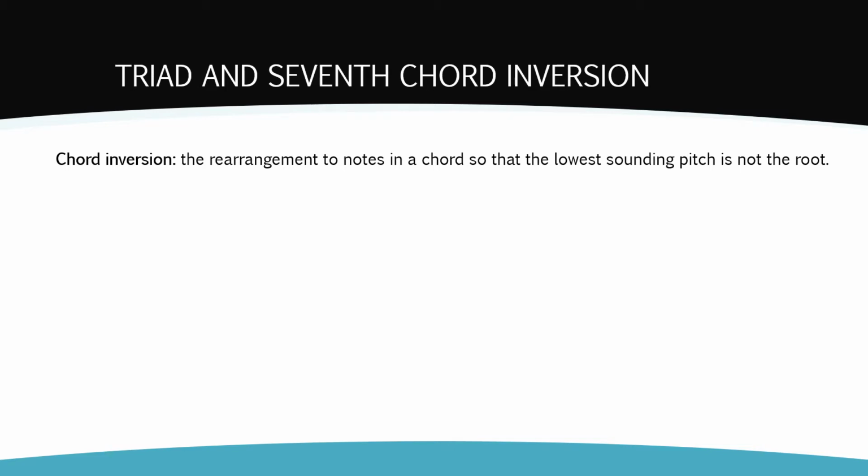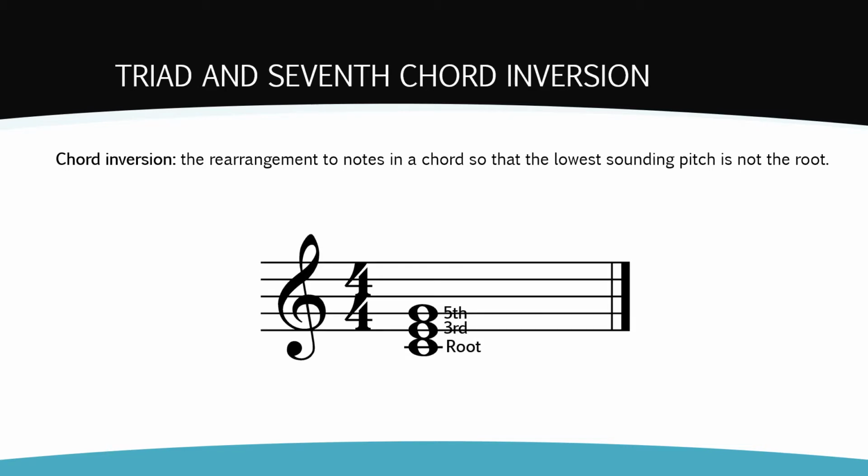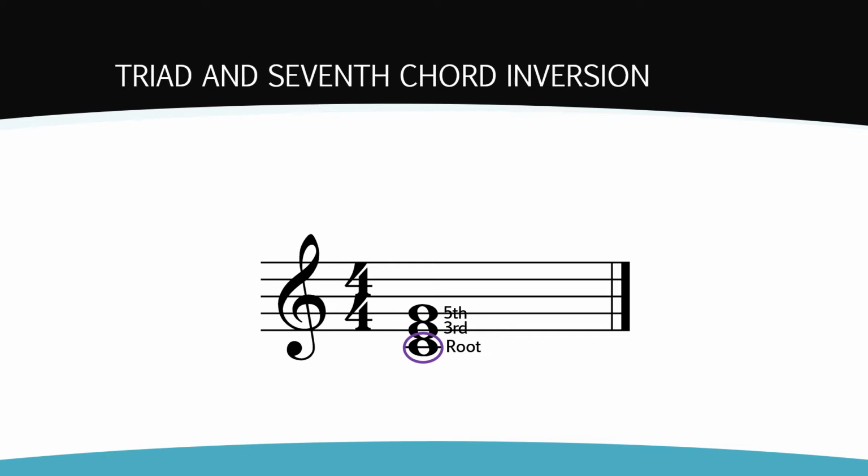You can invert triads. Take a look at the C major triad. In this position, the root of the chord, C, is in the lowest position on the staff and is therefore the lowest sounding pitch. This is called root position.